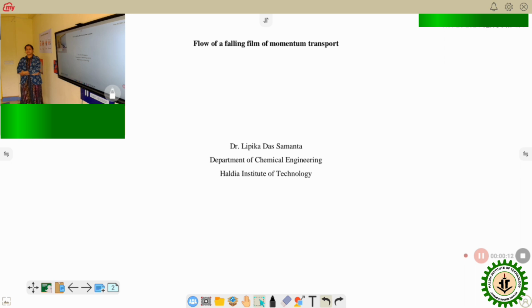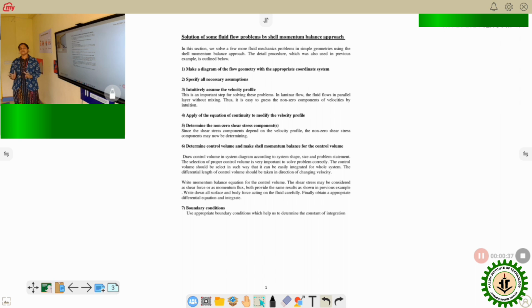Dear students, previously I already discussed the general momentum transport and its various applications in practical knowledge. Today I will solve a practical problem of momentum transport with the help of Newton's law of viscosity. So here, first, we set the general steps to solve momentum transport in a particular problem.